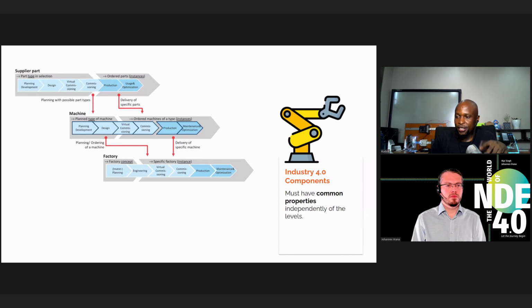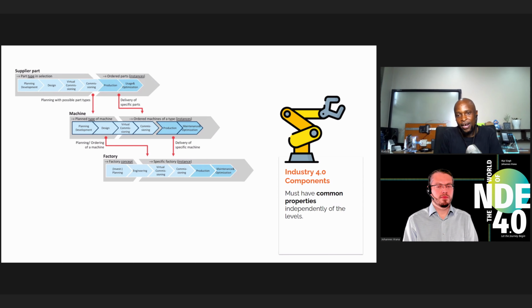So here is a simple diagram that shows the types and instances in a life cycle, right? You can see there we've got the types and instances of a supplier part, for example, or a machine, or even the factory itself. Because remember, the factory itself is considered to be an Industry 4.0 component. It's an entity on its own that can stand on its own and be identified as an Industry 4.0 component. So it is also subject to this life cycle and value streams approach to smart manufacturing as defined by RAMI 4.0.